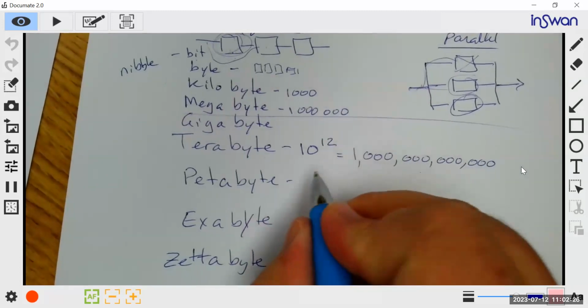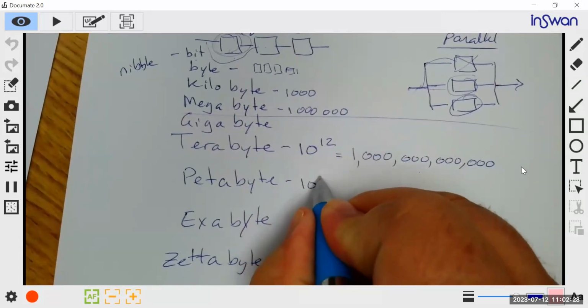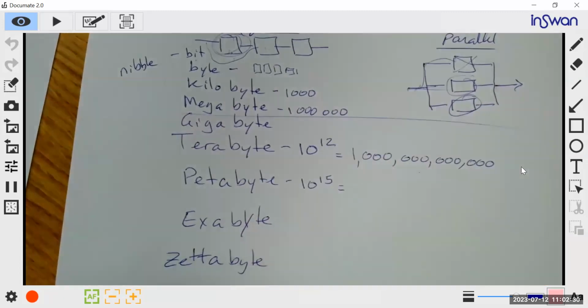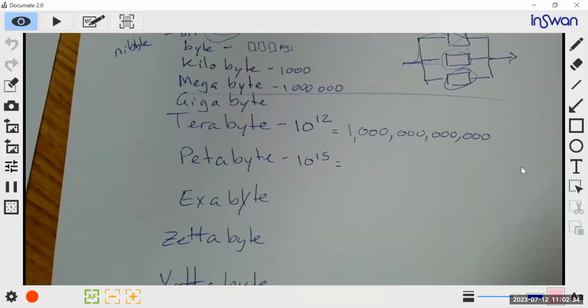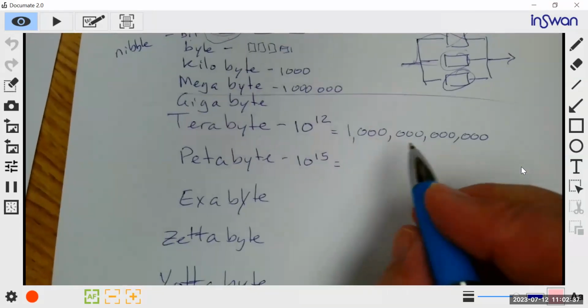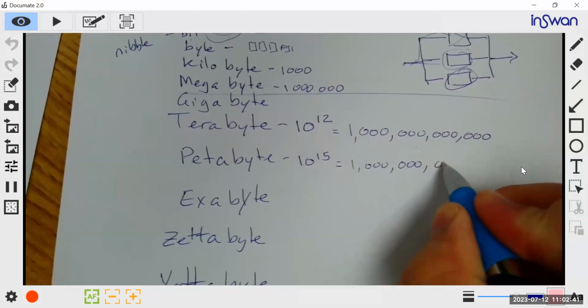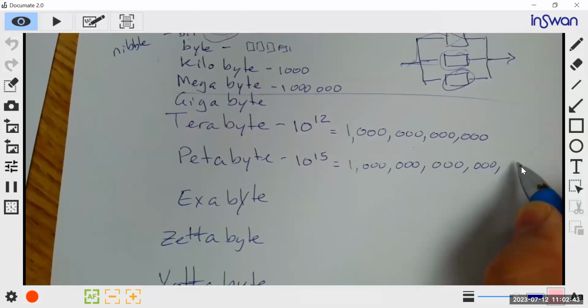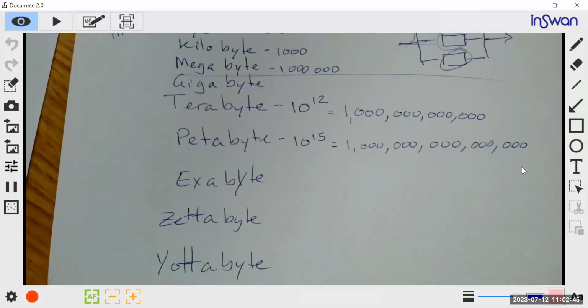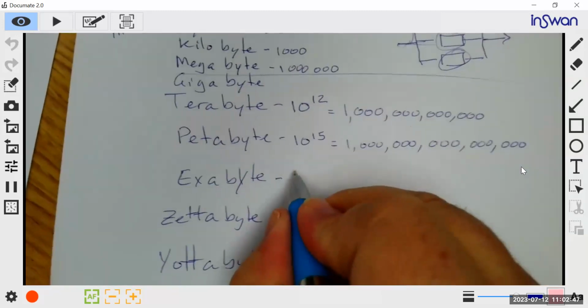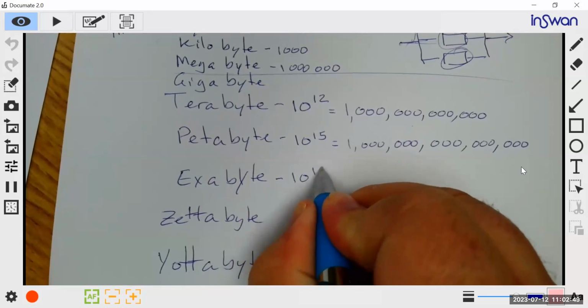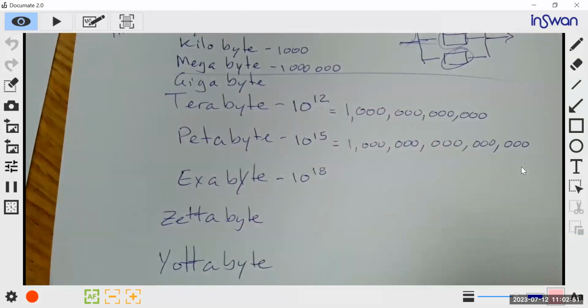A petabyte is 10 to the 15th bits of information. You notice what? I'll do a couple more and I'll show you exactly how big this is. What do you think the next one's going to be? 18. We have to add 3.